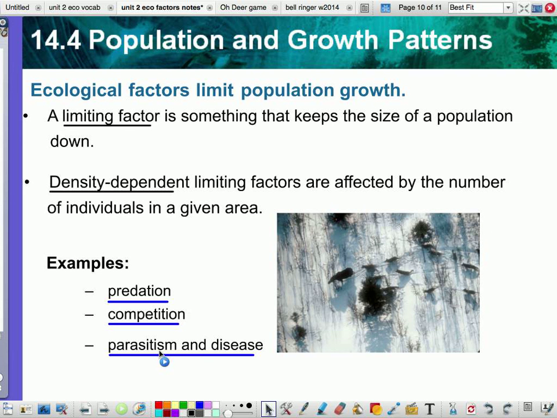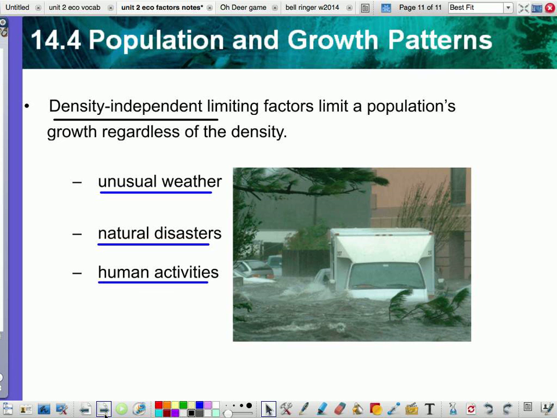Also parasitism and disease. When you have those dense numbers, you've got organisms living in a very confined space with lots more organisms. You can imagine that disease would definitely go up. Okay? So those are your density dependent factors. Flip side of that are the independent limiting factors, and these basically just happen because they happen, and the population has little to no control over that. So things like unusual weather, like thunderstorms or heavy rainfalls or super hot summers or super cold winters.